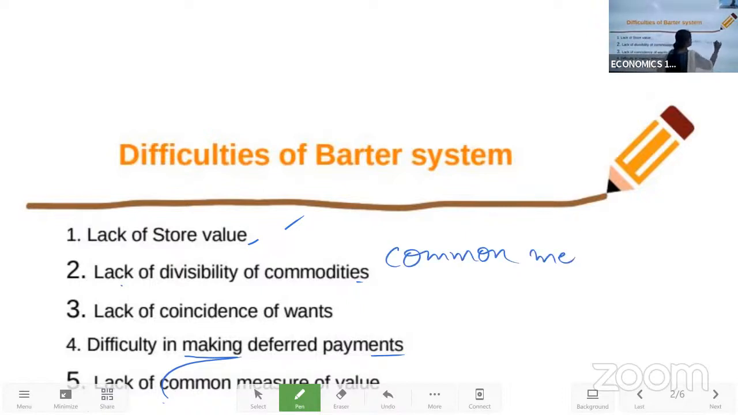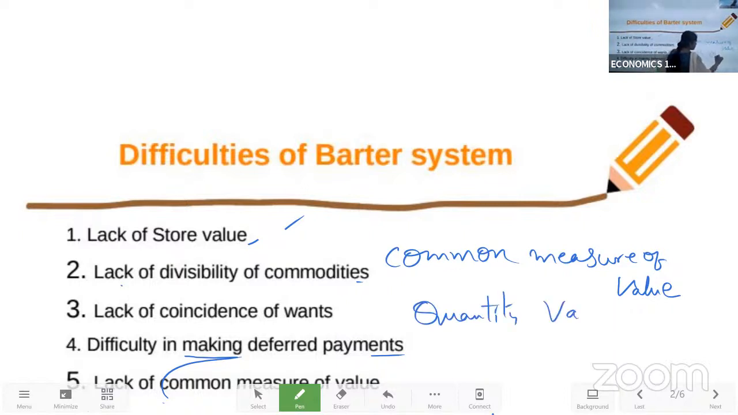Common measure of value is not possible. What is this common measure? Every time the value of a commodity is measured, either quantity wise or value wise. So here, if we measure anything value wise, it is not possible.